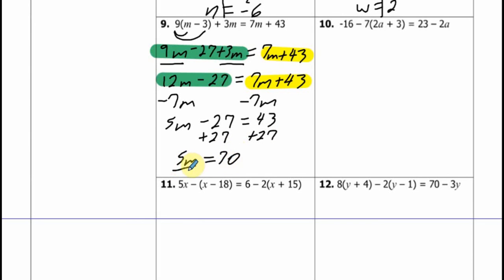And of course, because it's 5 times m, the last step, divide, and then that gets us m equals 14. And again, we can plug the number back in, and we'll do that in some more in another video. Plug 14 back in for m, and you'll have it.